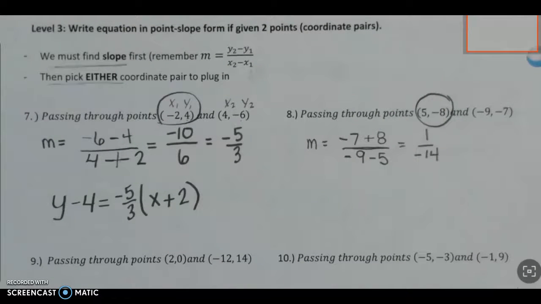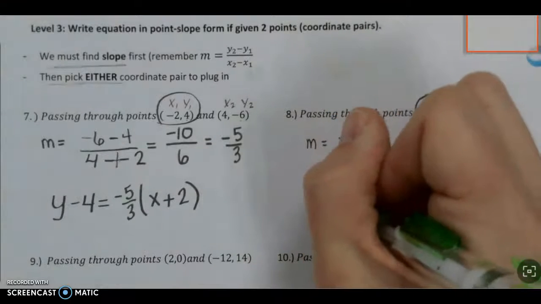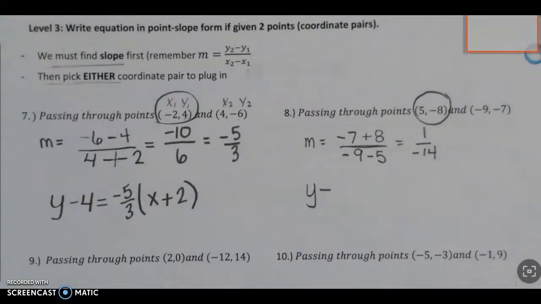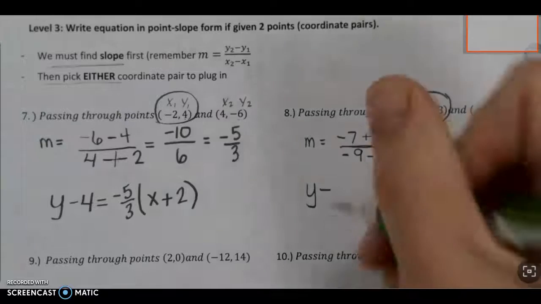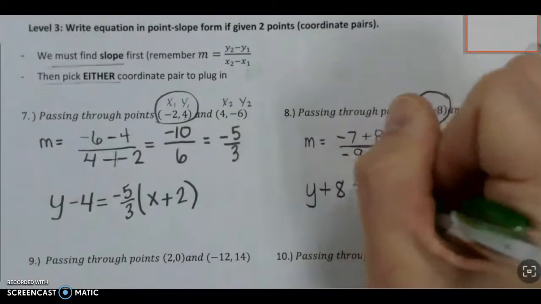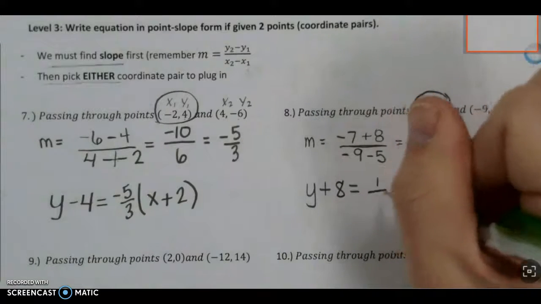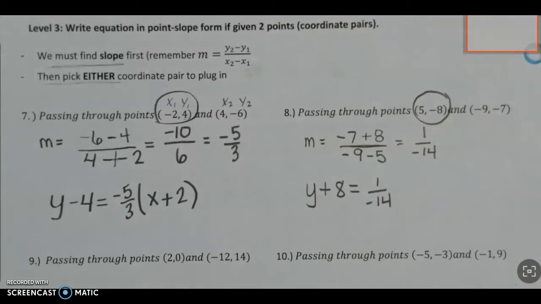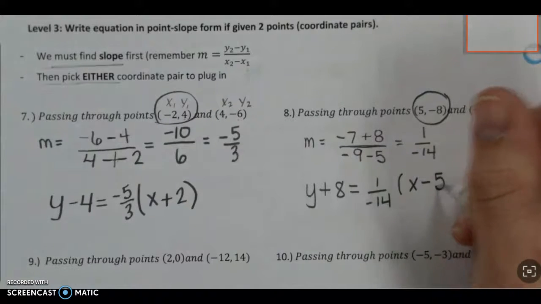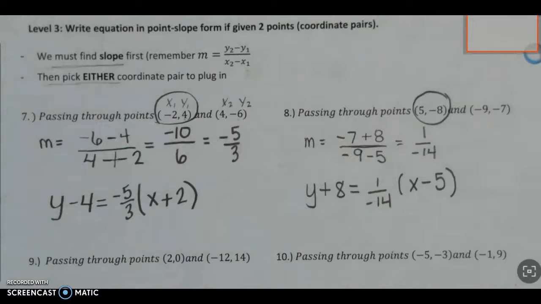Okay, last part. I'm going to pick this one. Okay, if you want to go against the grain, totally fine, and pick the second one, but I'm going to pick the first one. So it's going to be y minus the y number of the coordinate that I just picked. Okay, the y number is negative 8, so that makes that plus 8. Throw in your slope, parentheses, the letter x, minus the x number from the point that you picked, which is going to be 5. And there we go.